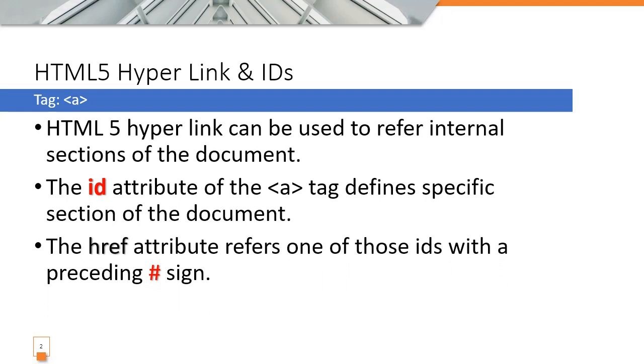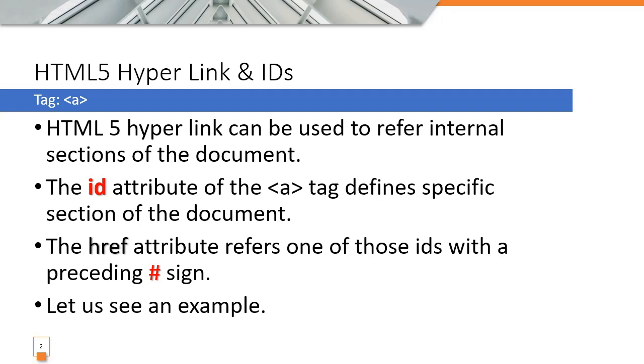Next, in the anchor tag, we use the href attribute that refers to those IDs. Usually the ID name will be preceded with the pound sign. Say, for example, if we have an ID section1 in the anchor tag, the anchor tag goes like this: a id equal to, within double quotes, section1. Then in the href reference, we use href equal to #section1. So this #section1 will refer to the internal document. Whenever the user clicks the link, it will go to that particular section.